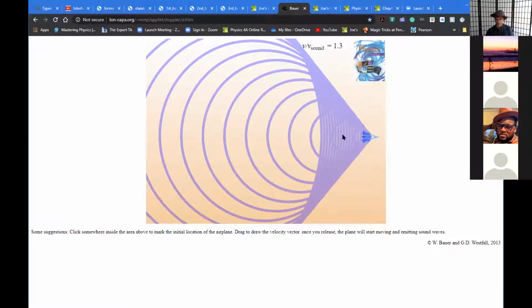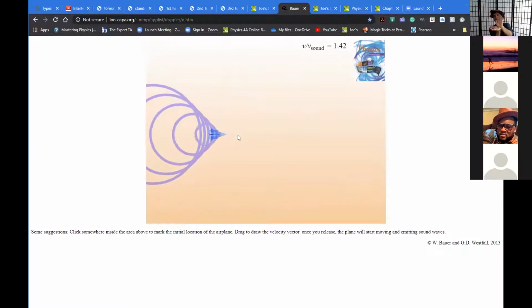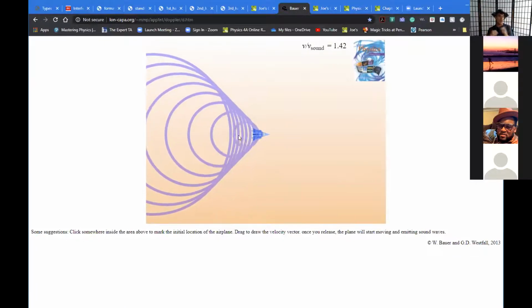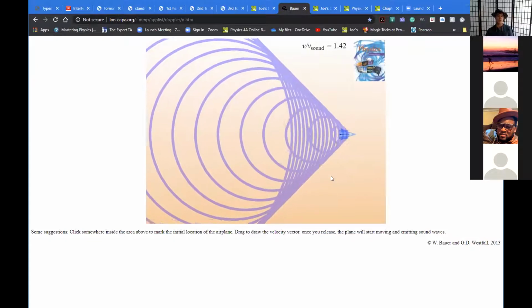If you measure the angle of this V, you could actually calculate how fast the object is moving relative to the speed of sound. But again, anytime you have something traveling faster than the speed of the waves it's producing, you get this characteristic V shape behind it. We call that a bow wave, and it's all of these waves piling up on each other.